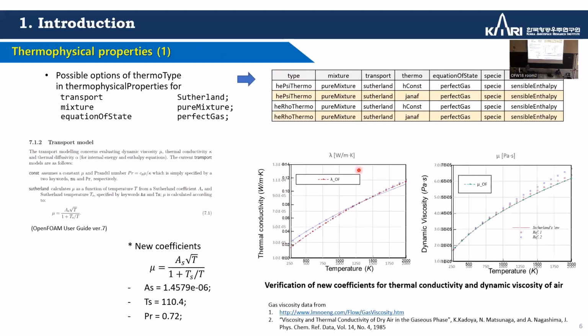And one more thing that I want to share with you is the thermophysical property. We are using the compressible fluid, right? Which means the fluid properties vary depending on the temperature. So we have to choose some options like here, the Sutherland, pure mixture, perfect gas, and then we can use the thermal conductivity and dynamic viscosity depending on the temperature.